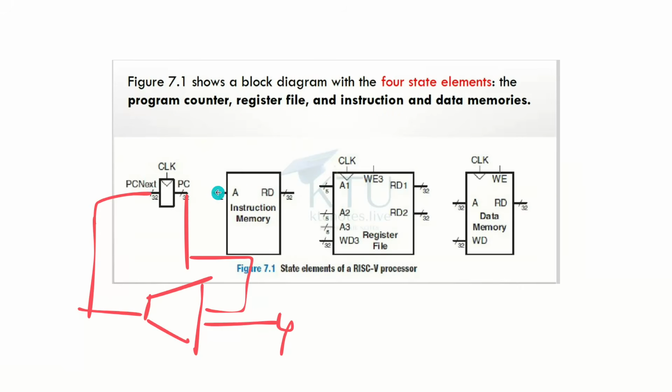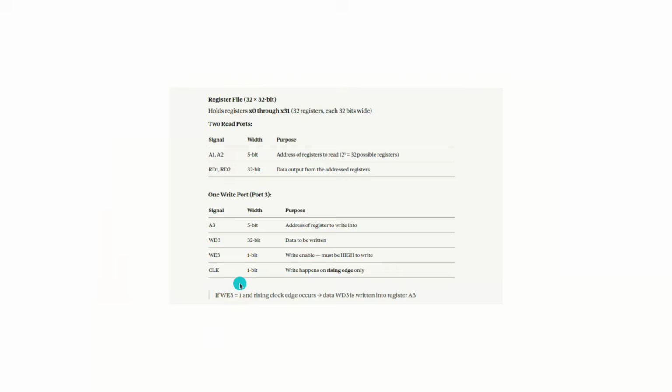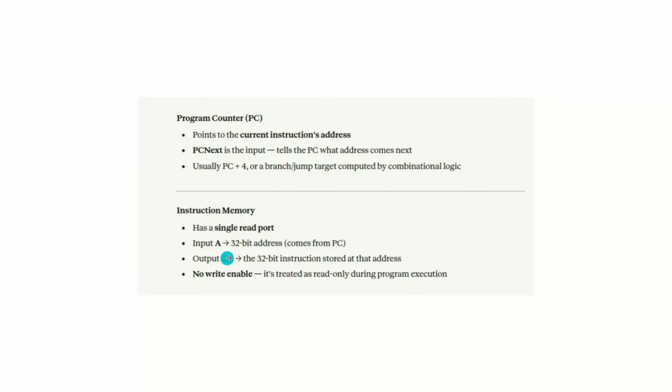It has a single read port, RD. Input A is a 32-bit address which is coming from the PC, and output RD gives the 32-bit instruction which is stored at that address. There is no write enable, so it is treated as read only during program execution.